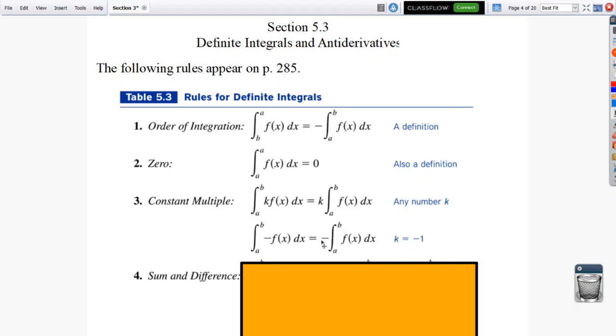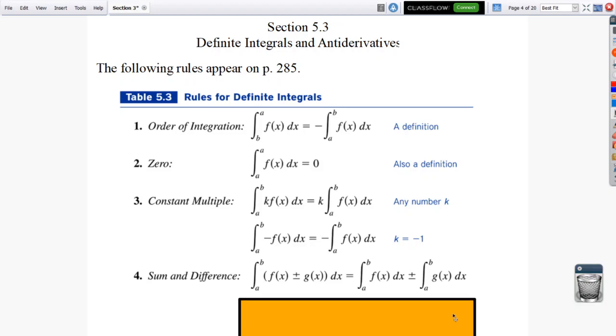All right? Sum and difference rules. If it is easier to split up a sum of two functions and calculate the integrals themselves, well, that's what you do. Sum and difference rule says the integral from a to b of f of x plus or minus g of x dx is equal to the integral from a to b of f of x dx plus or minus the integral from a to b of g of x dx. And please note all the limits have to match up there.